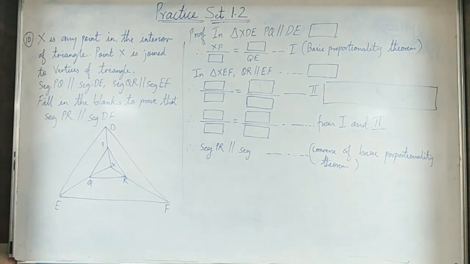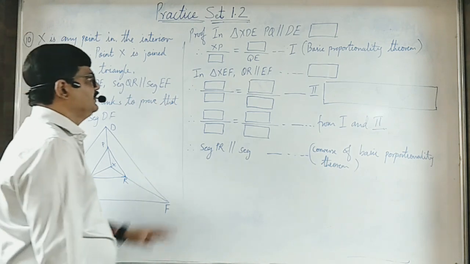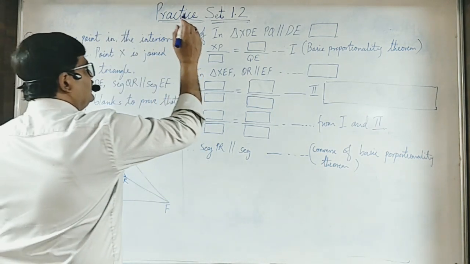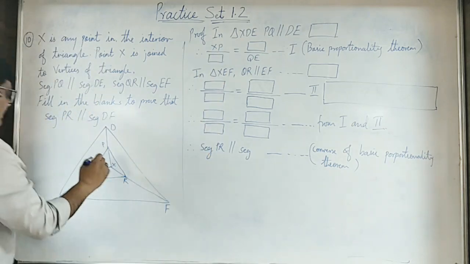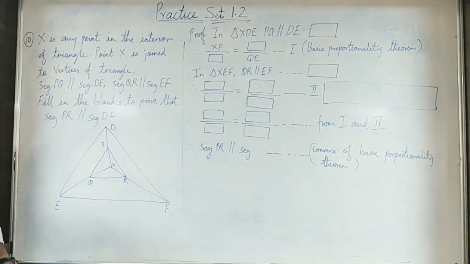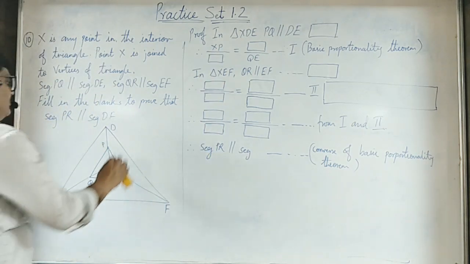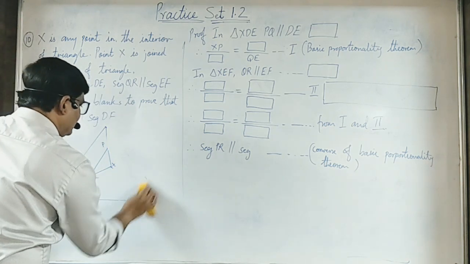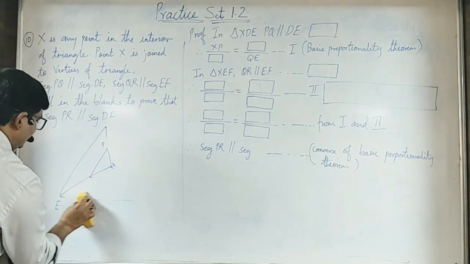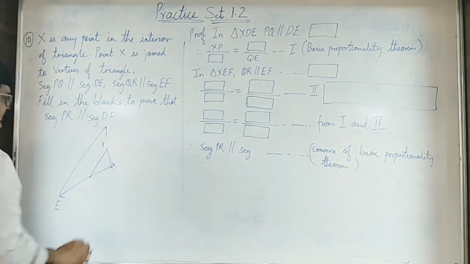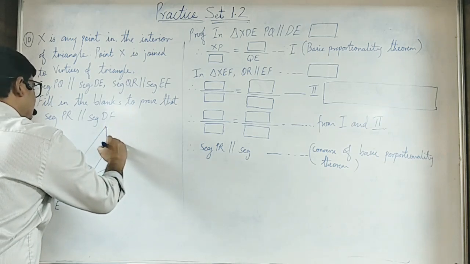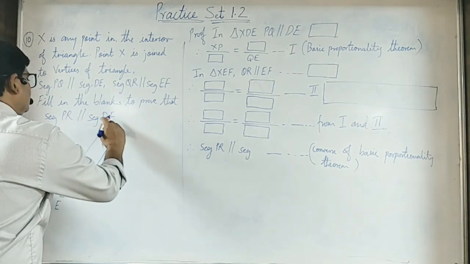Now, how to go through it? It's very simple, you just have to fill in the blanks. You first go to triangle XDE. For you to understand, I will rub out the remaining part of the diagram and show you only XDE. Check this out, I have drawn only XDE, and the remaining part I have rubbed out so that you can understand.